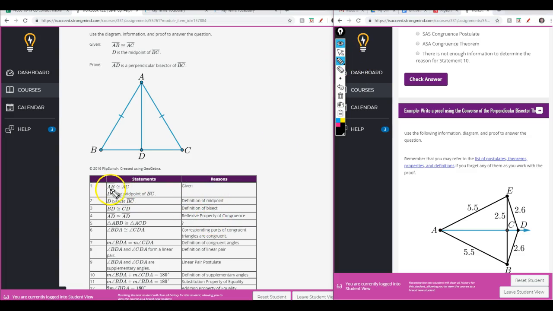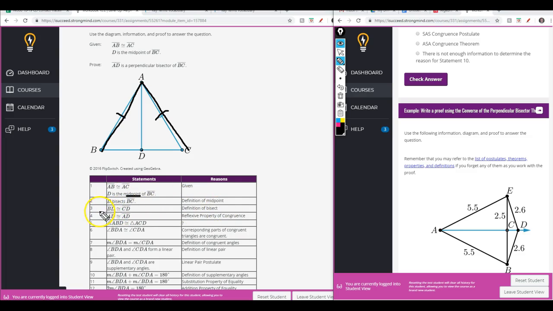Okay, so segment AB is congruent to segment AC, point D is the midpoint of segment BC. That's given. Okay, so they have that marked. AB is congruent to segment AC. Done, and point D is the midpoint. So D bisects segment BC. That's the definition of a midpoint, because right here it says point D is a midpoint.